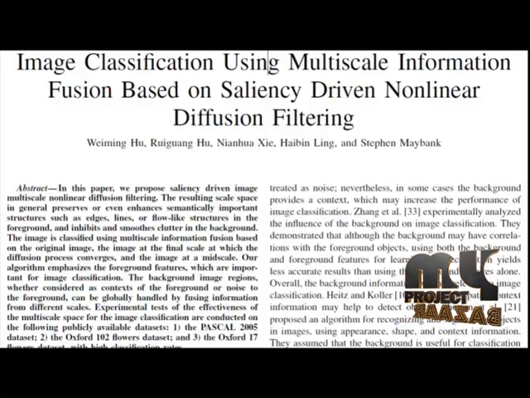Researchers experimentally analyzed the influence of the background on image classification. They demonstrated that although the background may have correlations with the foreground objects, using both the background and foreground features for learning, the recognition yields less accurate results than using the foreground features alone. Overall, the background information was not relevant to image classification. The results show that combining co-occurrence and spatial contexts improves the classification performance.